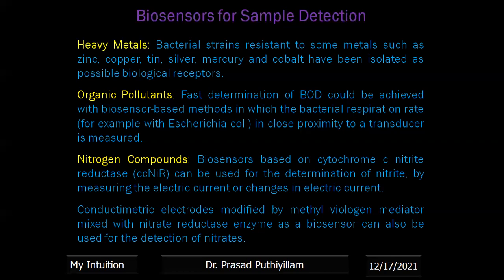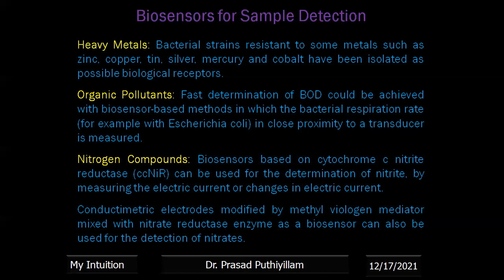It is achieved with biosensor-based methods, in which the bacterial respiration rate, for example of E. coli, in close proximity to the transducer is measured. With this method of determination of BOD, real-time analysis of multiple samples is also possible, and handy devices are available in the market nowadays.